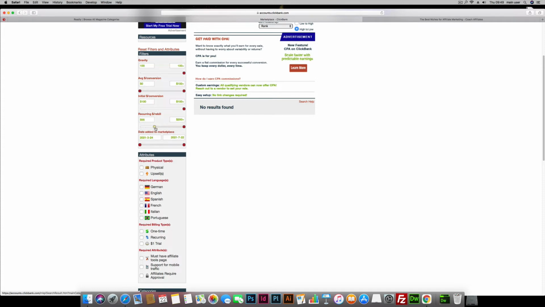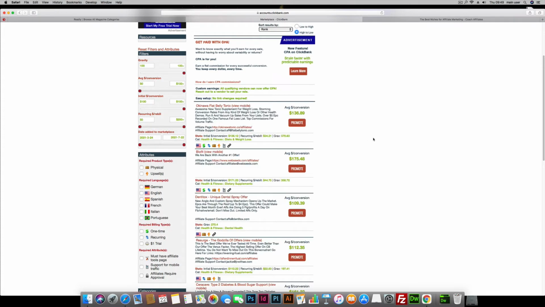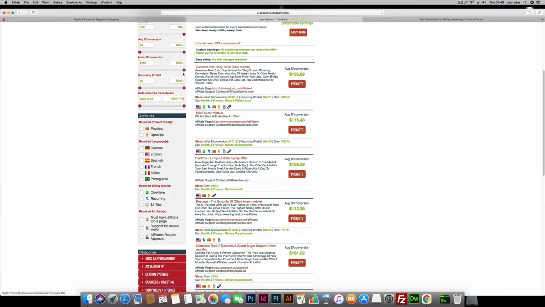Well, that's the actual cost of the recurring billing. Recurring billing is quite important. The gravity just tells you that these people are selling this product. And this one here, Okinawa Flat Belly Tonic, an awesome new tonic supplement. The average conversion on that is $136. Recurring billing, which means you'll get a commission every month, is $34. So people are reordering, obviously, this tonic just to lose weight. Something I've not really seen before.